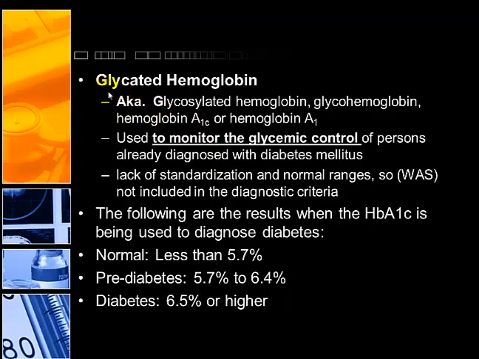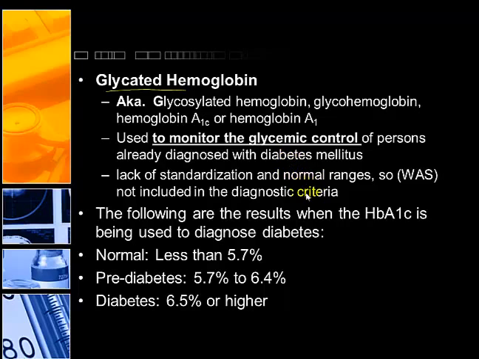There is something called glycated hemoglobin, which is actually one of the complications of diabetes, but we have used it as an important tool to measure the control of diabetes over a long period, and we shall come back to it a little later. But so far we'll just let you know that it is also called glycosylated hemoglobin, glycohemoglobin, hemoglobin A1C, hemoglobin A1, which is used to monitor the glycemic control of persons already diagnosed with diabetes mellitus.